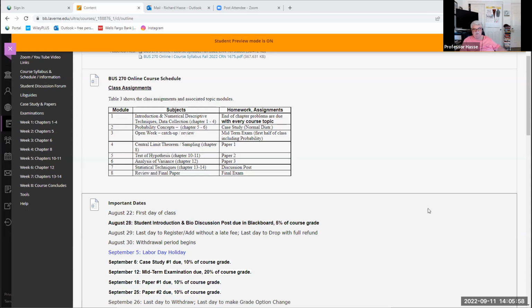Okay, so that's what the papers are all about. It's a way of interpreting data and writing it out and explaining to me, or down the road to other people, what specific statistical data tells you. That's the nature of the papers.